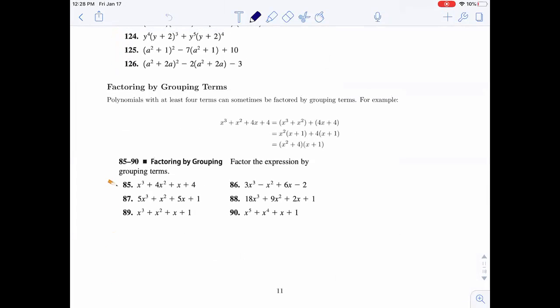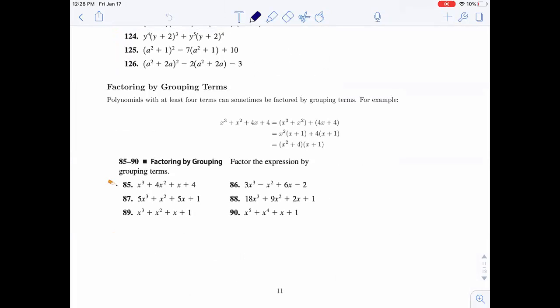Kind of similar idea. If you're factoring by grouping terms, right? And that's kind of what we did. We said, well, these terms can be factored into a perfect square, and then I've got this little guy on the end. And so that's the idea that we used here.